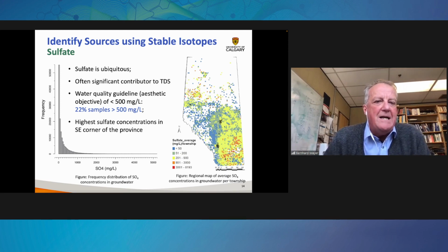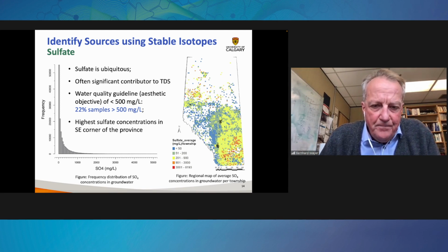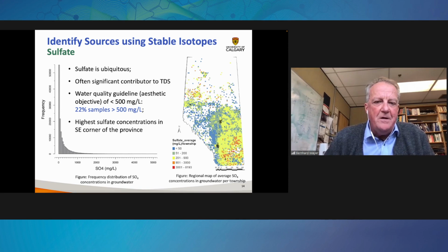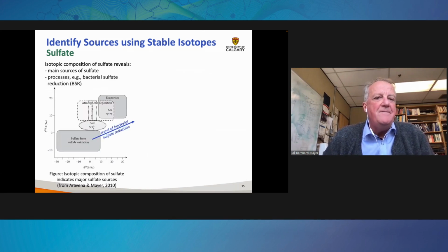The Water Quality Guideline recommends that drinking water should have less than 500 milligrams per liter of sulfate, but our analysis has shown that about 22% of all groundwater samples in Alberta exceed that level of 500 milligrams per liter. And especially on the right-hand side, in the southeast corner of the province, you see a lot of yellow and orange and red squares, indicating that there are numerous townships which have sulfate concentrations in excess of 900 milligrams per liter. In order to understand where that sulfate comes from, we use isotopic fingerprinting.